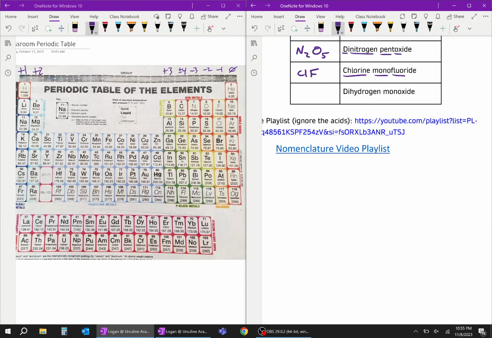And finally, dihydrogen monoxide. Dihydrogen tells me that I have 2 hydrogen molecules. Monoxide tells me I have 1 oxygen molecule. And this is the officially correct term for describing the water molecule, dihydrogen monoxide.